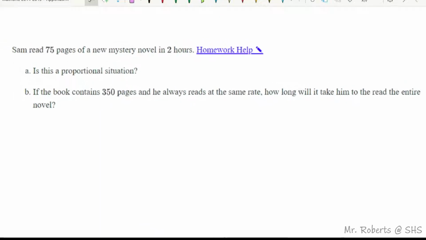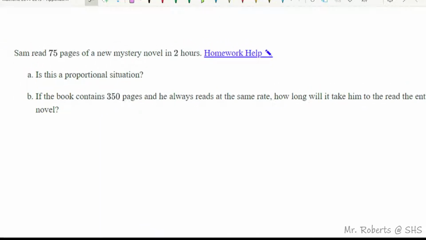45. Sam read 75 pages of a new mystery novel in 2 hours. Is this a proportional situation? Oh, I always ask myself the following. How long would it take Sam to read 0 pages? Well, it would take her 0 hours to read 0 pages. So I know that I'm going through the point 0, 0, right. Does this make sense to this problem? Yeah. If I read 0 pages, it would take 0 hours, or I can flip it, 0 hours to read 0 pages. It's proportional.